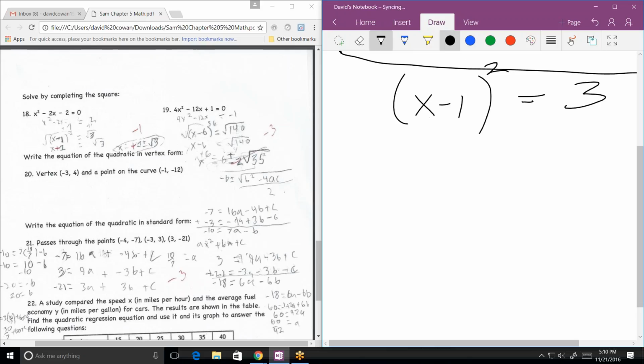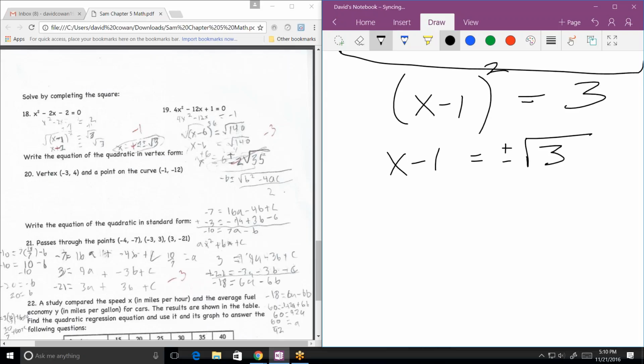Take the square root of both sides. What's the next line? It would be x minus 1 equals the square root of 3. Plus or minus? Right, plus or minus. You will lose points for that, as you did. You notice, well, there is a plus or minus there.